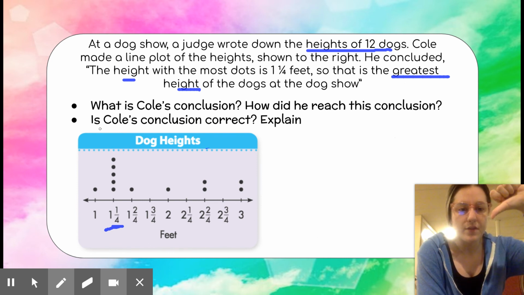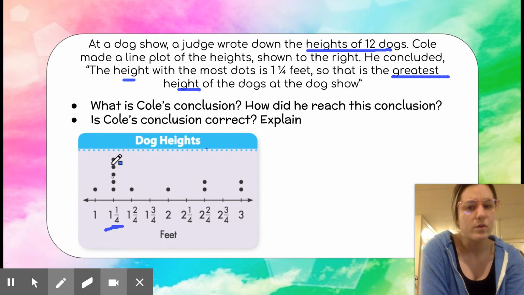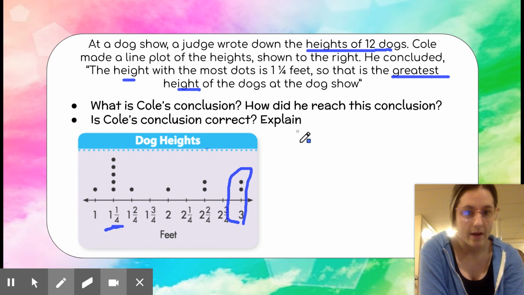If you gave me a thumbs down, you are correct. Cole is not correct. Just because 1 and 1/4 has the most dots just means that the most amount of dogs were that height, but we know that the greatest height of a dog was 3 feet. So that is what I would explain. So Cole is incorrect. The greatest height of a dog is 3 feet.